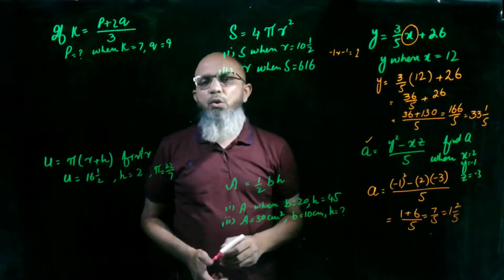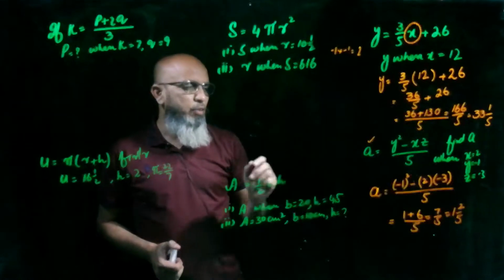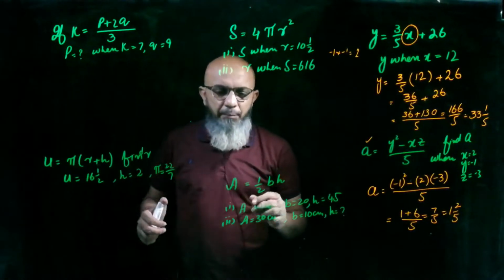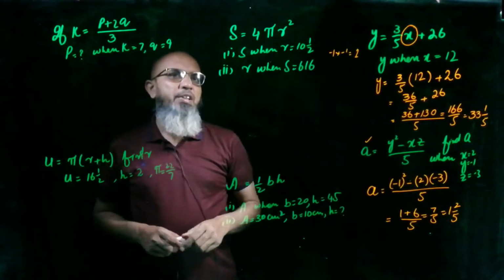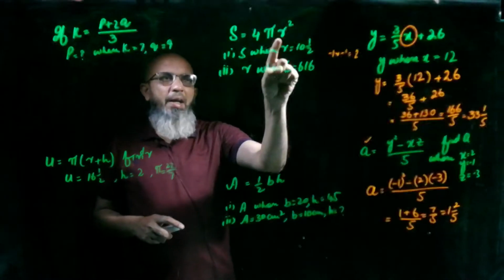So you change this into a mixed number. So our answer is 1 2/5, right? So quite easy questions. Okay, now the third question. S is equal to 4 pi r squared.